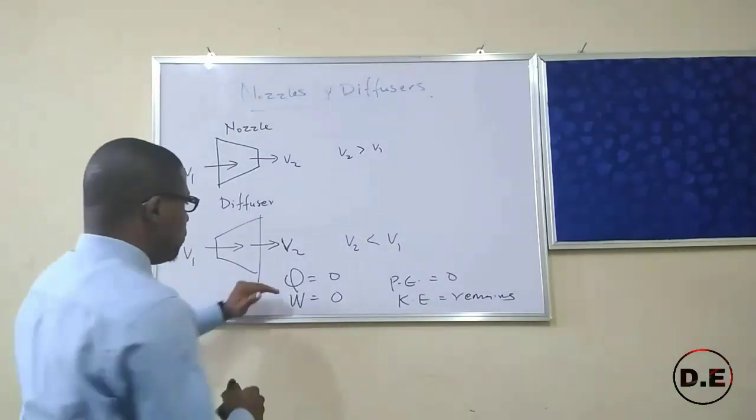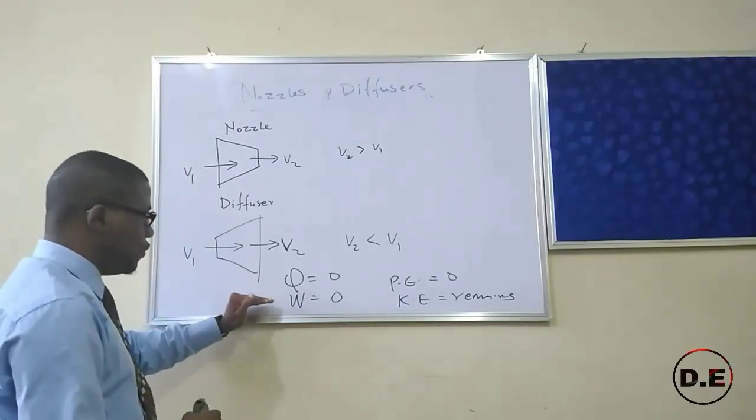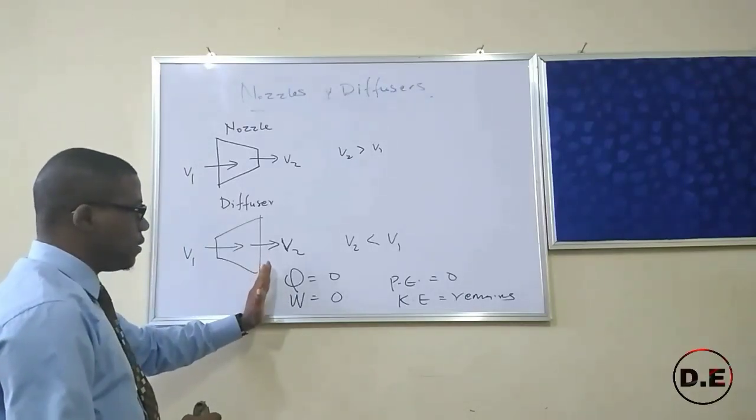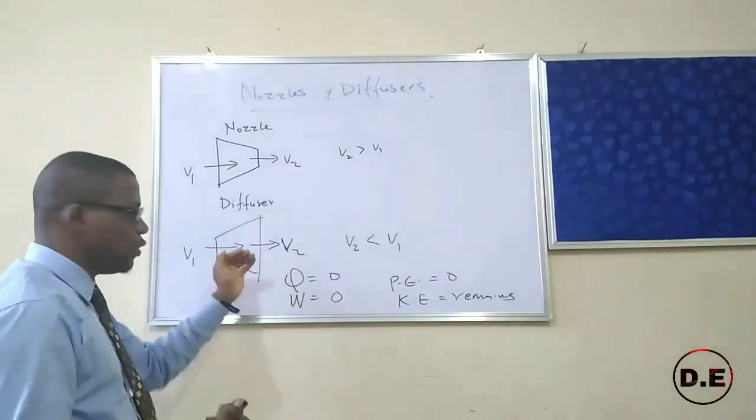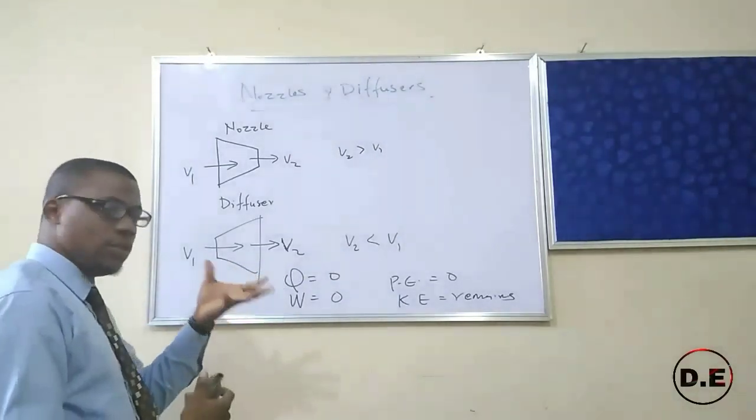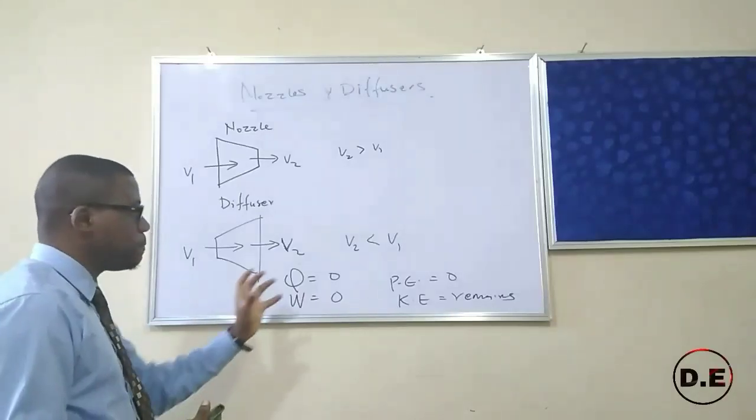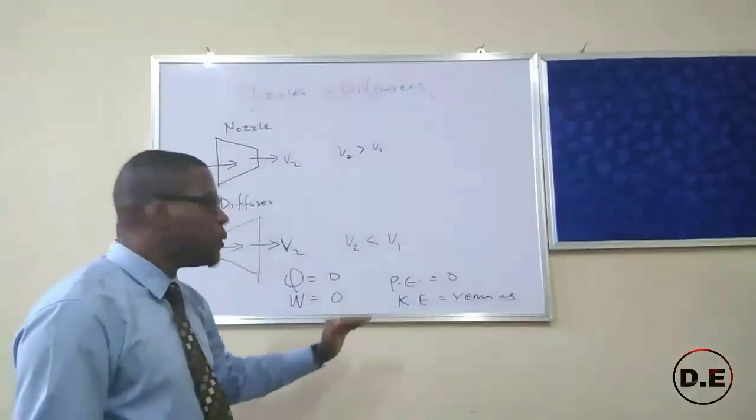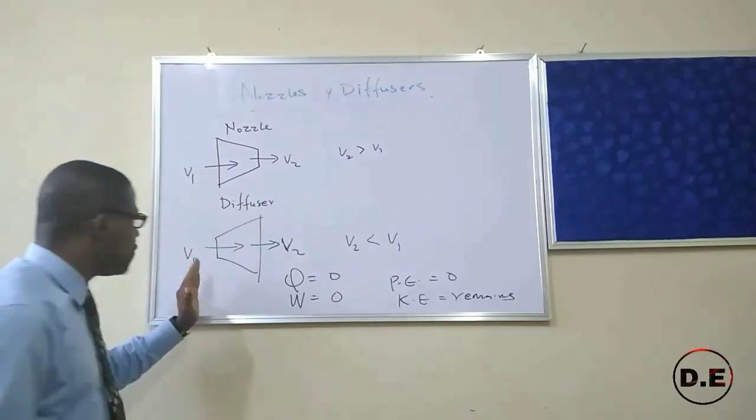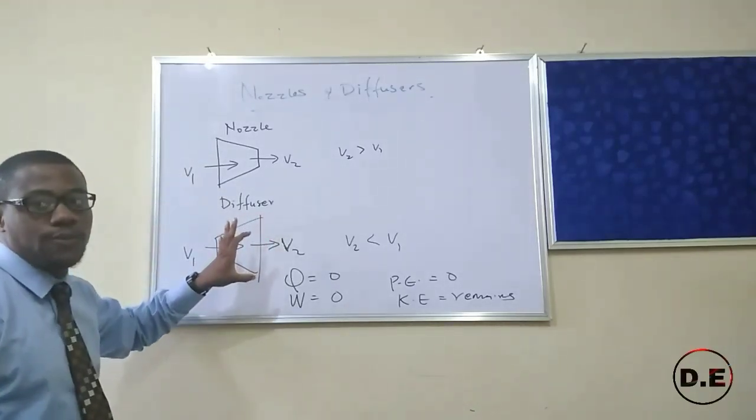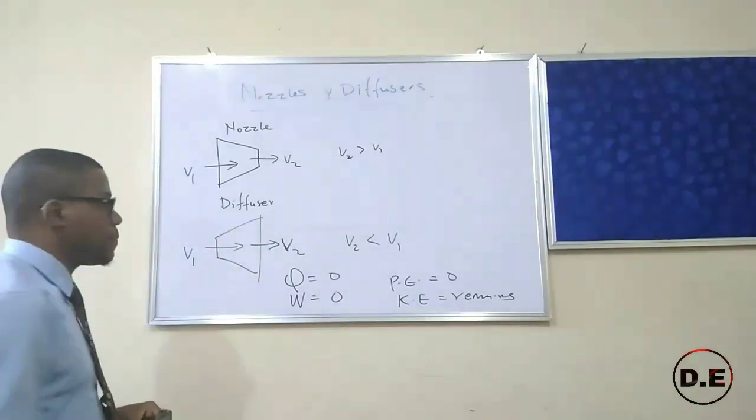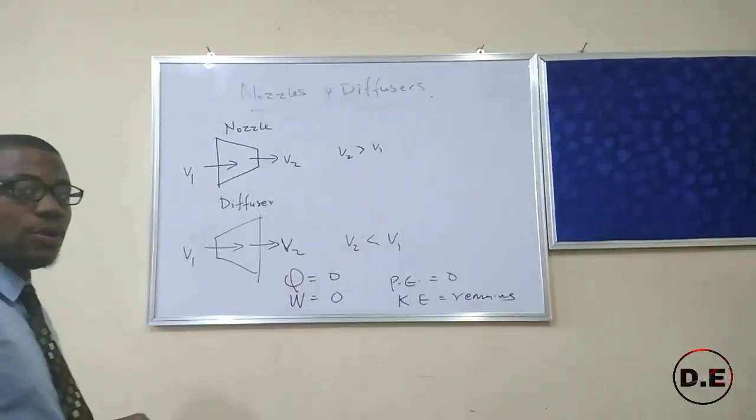We have the work done is 0, the heat transfer is 0. Like earlier said, no sufficient time for any significant heat transfer to take place. The potential energy is also 0, but the kinetic energy has changed from very high at V1 to very low at V2. Okay. Let's take an example on nozzles at 10 degrees C.